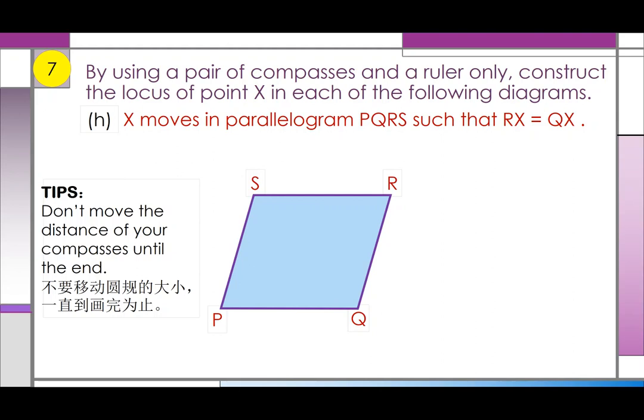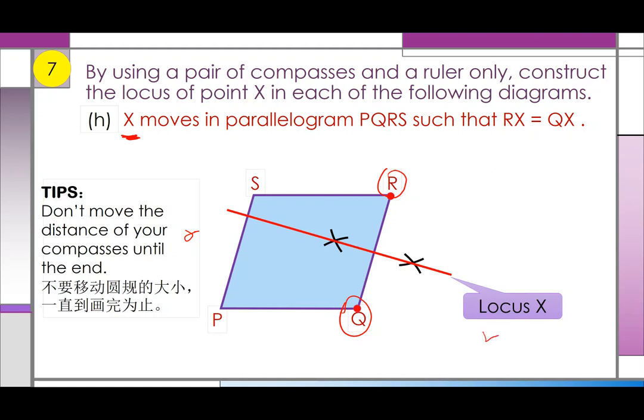7H. X moves in a parallelogram PQRS such that RX equals QX. Okay, R is here, Q is here, X is our locus. So now you also have two points. You also use find the perpendicular bisector. 你一样是找它们的中间点。所以呢，你就用你的圆规, open your compasses, do up and down. Okay, another point up and down. Okay, now you just draw the straight line. So this is your locus X. Okay, this is your question seven. Okay, now we go to our question eight.